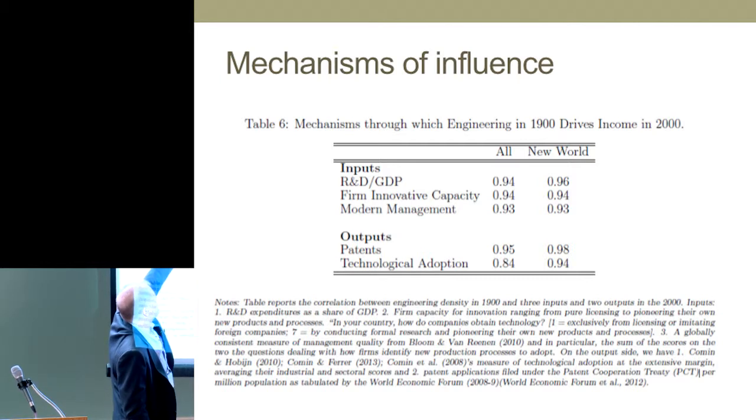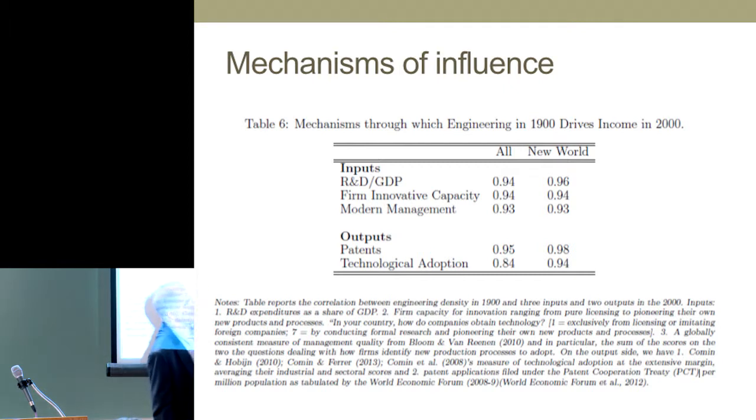Firm innovative capacity is measured by, I think, the World Economic Forum. I have to check that reference. Modern management, this is Nick Bloom and John Van Reenen's numbers. And outputs, I have numbers: patents per person, technological adoption, also World Economic Forum, I guess. And the correlation is pretty high.